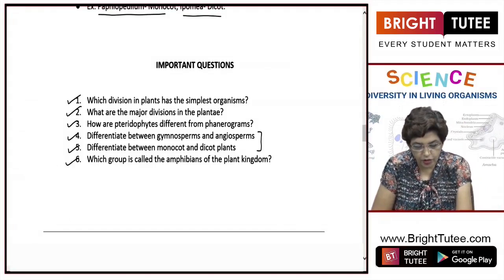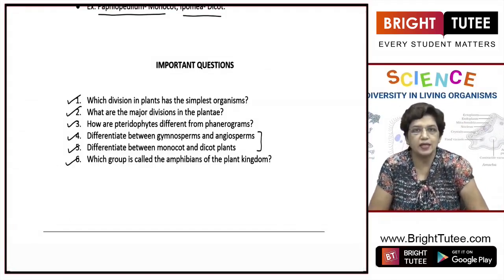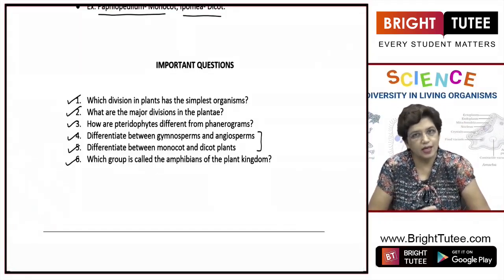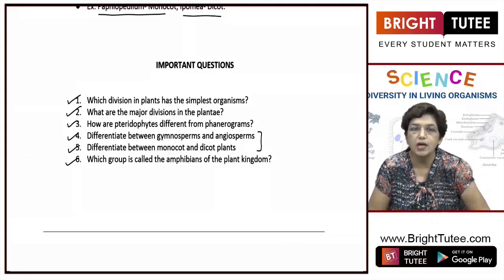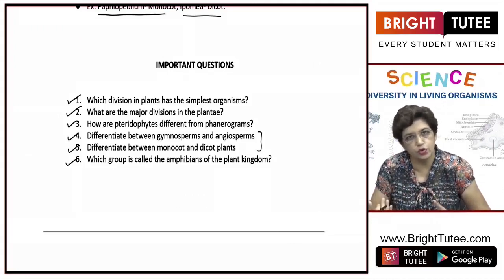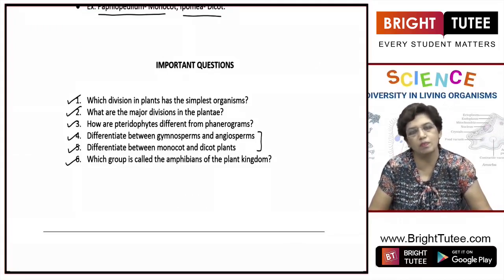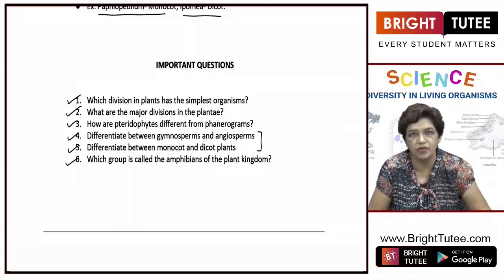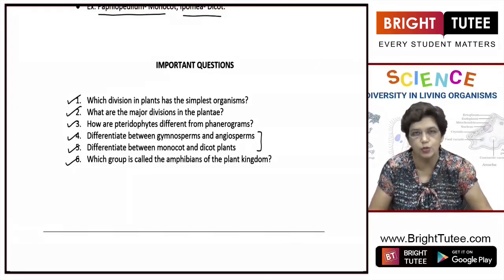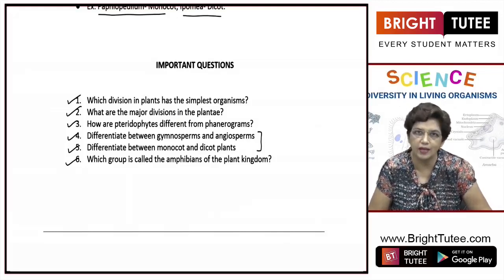Next question, which group is called the amphibian of the plant kingdom? The Bryophyta. They are called the amphibians of the plant kingdom because they need both terrestrial and aquatic conditions to complete their life cycles, just like the amphibians in the animal kingdom. That is why they are called amphibians of the plant kingdom.